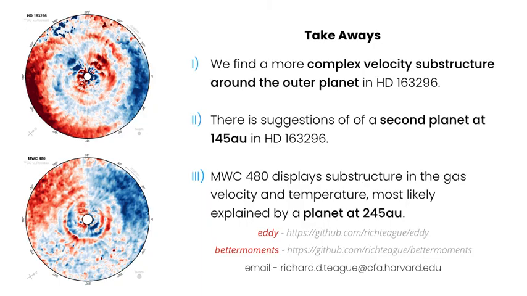So just to quickly sum up, with the MAPS data, we've been able to explore these two disks, HD 163296 and MWC 480, in great detail and characterize their dynamical structure. For HD 163296, we see a very complex velocity substructure around the outer planet previously detected, and we see strong evidence for a second planet at 145 AU. In MWC 480, we see a very strong substructure characterized by spirals and annular rings in the gas temperature, and similar rings seen in the velocity structure. Here we think these can be best explained by a planet at 245 AU, however we're going to have to use follow-up observations to confirm this.